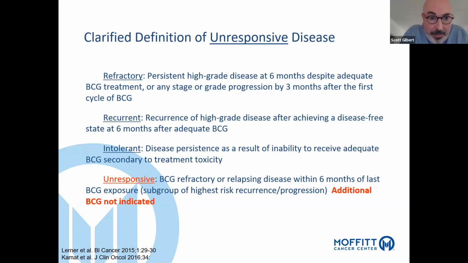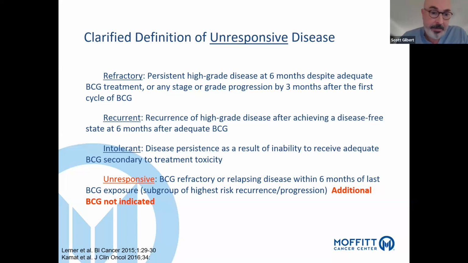And that group may, because they haven't progressed by grade or stage, be candidates to have that second induction. Intolerant is a patient unable to either receive it or unable to tolerate the administrations. And then unresponsive is going to be the patient population that we're really going to talk about for the rest of the talk, and that is BCG refractory or relapsing disease within 6 months of the last BCG exposure.